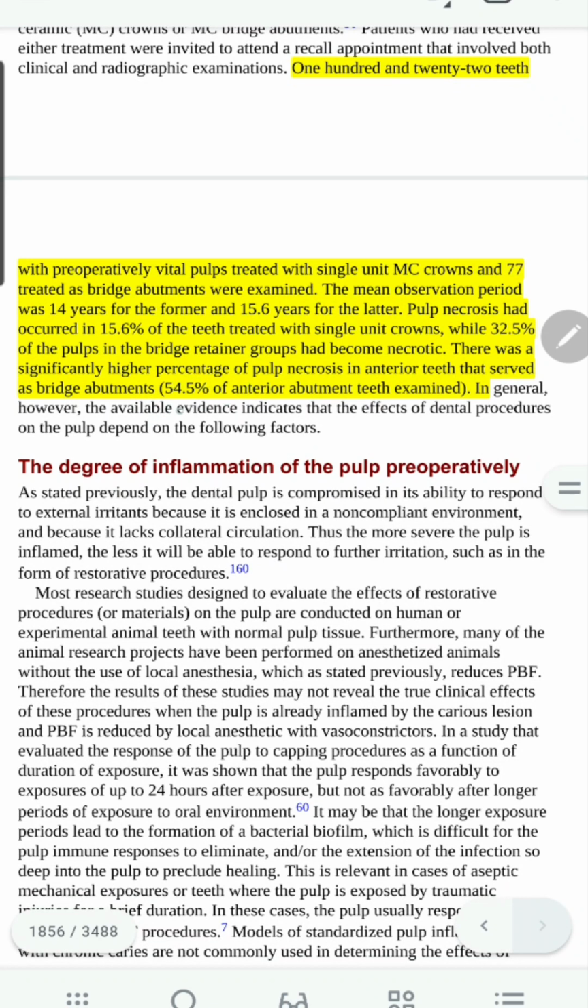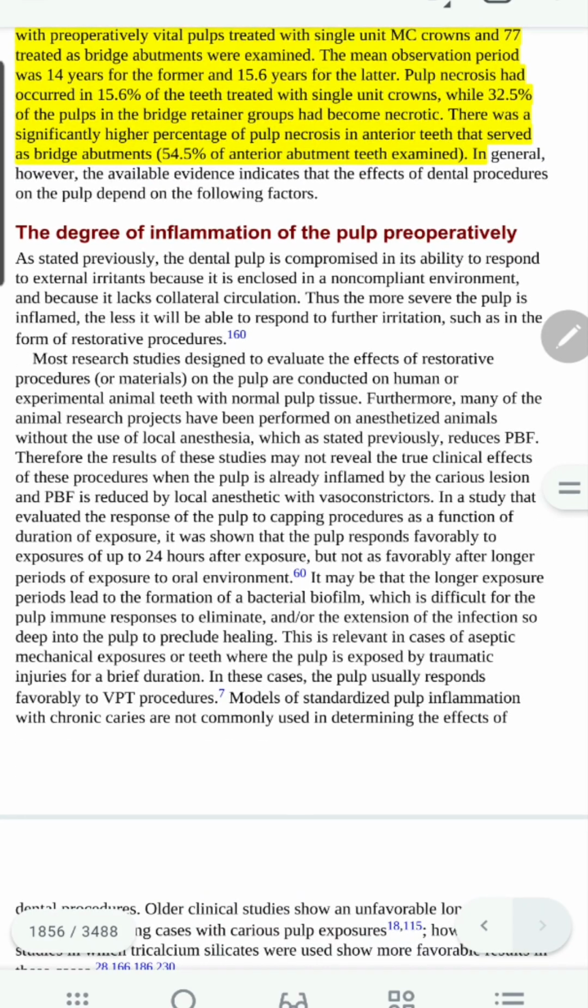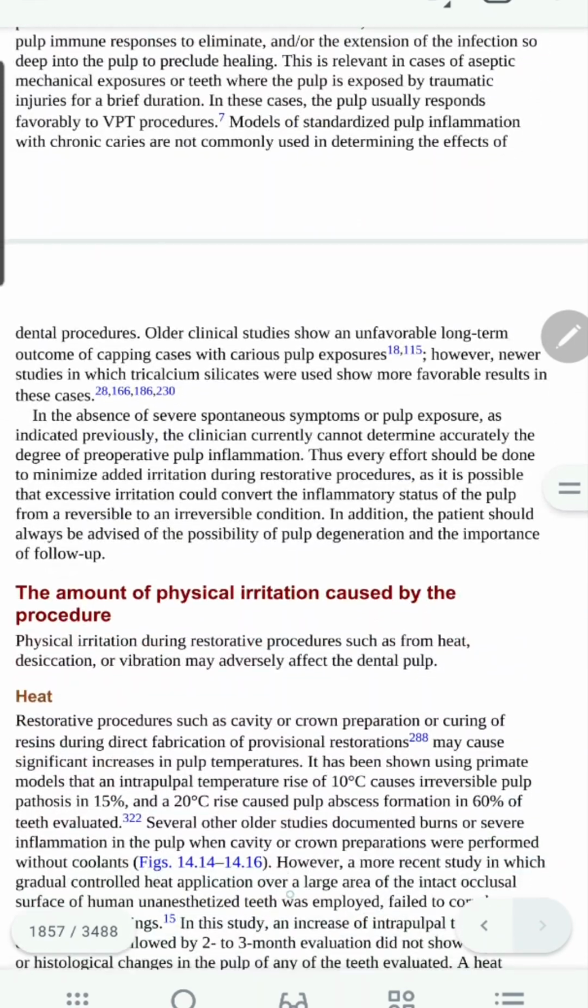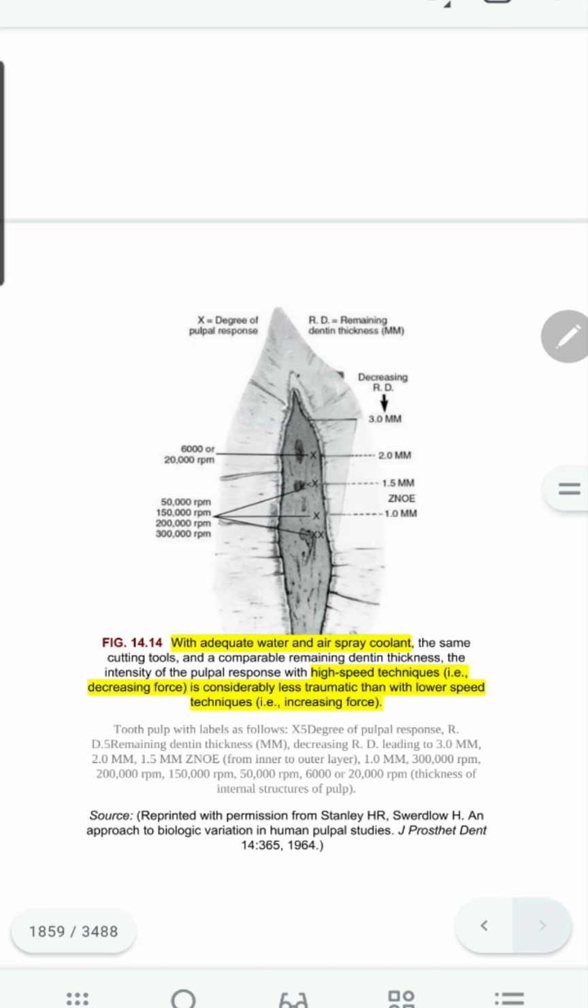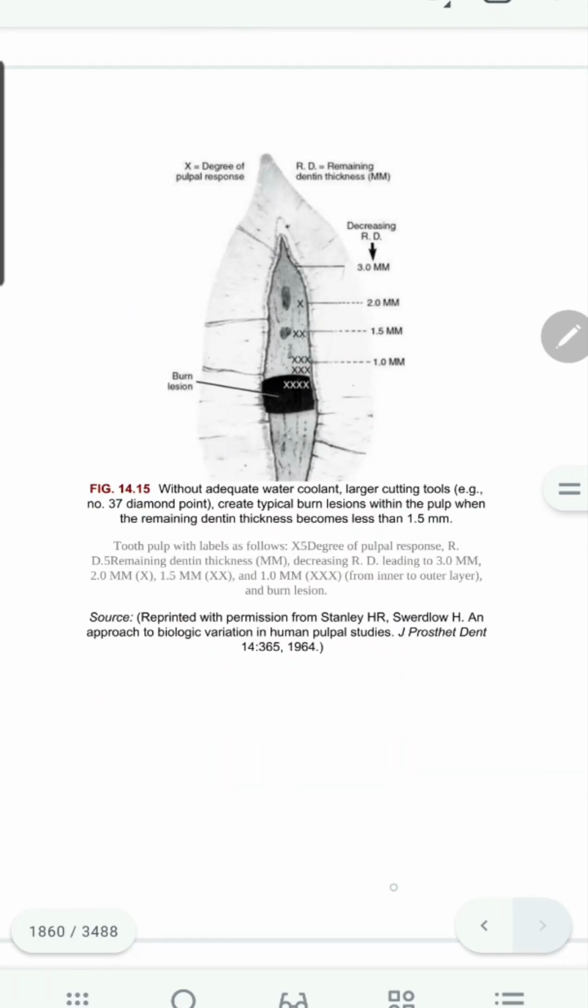The abutments became necrotic, and there was an increase in the loss of vitality of the anterior teeth more than the posterior, with a range of 54% of anterior abutments becoming necrotic. And they are saying that what affects this percentage is the state of the abutment when we were doing the preparation, if it had a previous caries, or if we used excessive heat while doing the preparation. So they are emphasizing the importance of using water and air spray to cool the surface.